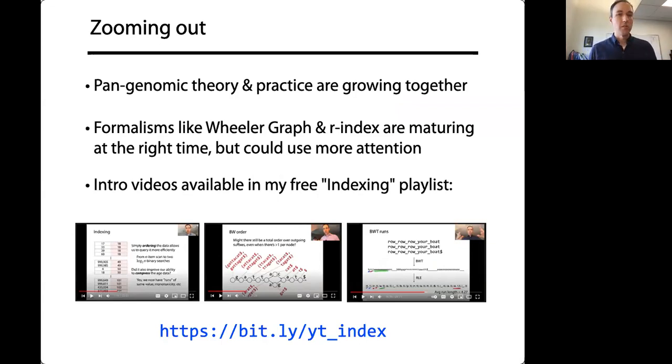These formalisms like R-index and Wheeler graphs, and other things I didn't have a chance to talk about today, but that are also very important, for example, minimizers, strobemers, things like that. We heard from Christopher Sahlin earlier today. These are all very important ideas that mostly have a good theoretical underpinning, but we still need to drive the theory forward before we really understand what they're doing and what we could be doing better.